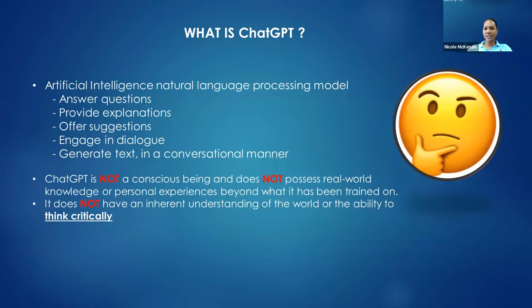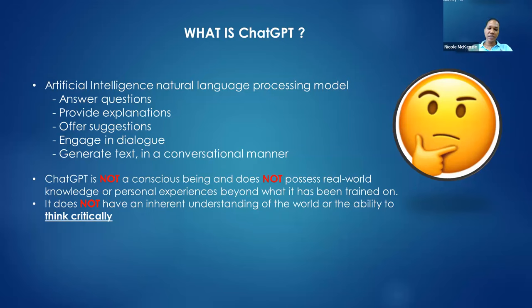So what is ChatGPT? ChatGPT is an artificial intelligence language processing model created by OpenAI, an AI research and deployment company. It is a powerful tool that generates human-like responses to text-based inputs, and it can be used for a variety of purposes. For example, answering questions on numerous topics, providing explanations, offering suggestions, engaging in dialogue, as well as generating text in a conversational manner, making it well-suited for chat-based applications.